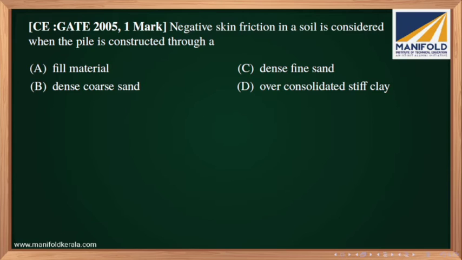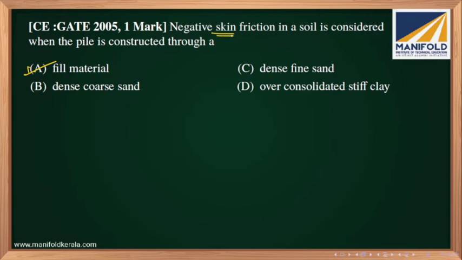So next question. The negative skin friction in a soil is considered when the pile is constructed through a fill material. When we are inserting the pile along a fill material, what happens? The fill material has a tendency to settle. The settling of this fill material will lead to negative skin friction.